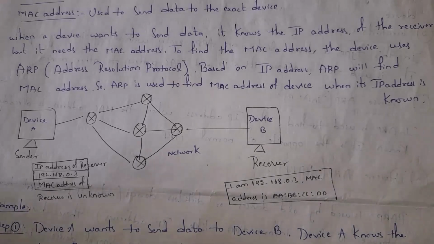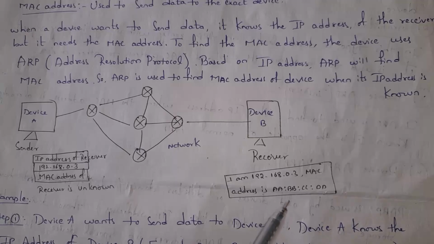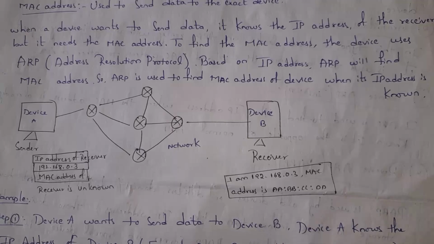Now device A will send an ARP request to each and every device present in the network. An ARP request is nothing but device A asking each and every device, who is 192.168.0.3? Whenever the ARP request is received by device B, device B will give a reply like, I am 192.168.0.3 and my MAC address is AA:BB:CC:DD, for example.